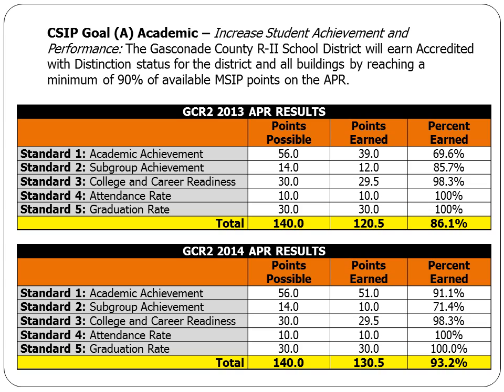Out of the 5 areas possible, we received a 93.2% report in 2014, as opposed to an 86.1% in 2013. Our goal, tied to CSEP, is that the Gasconade County R2 School District will earn accredited with distinction status for the district and all buildings by reaching a minimum of 90% of available MSIP points on the APR. We will break each standard down in detail in the following slides.